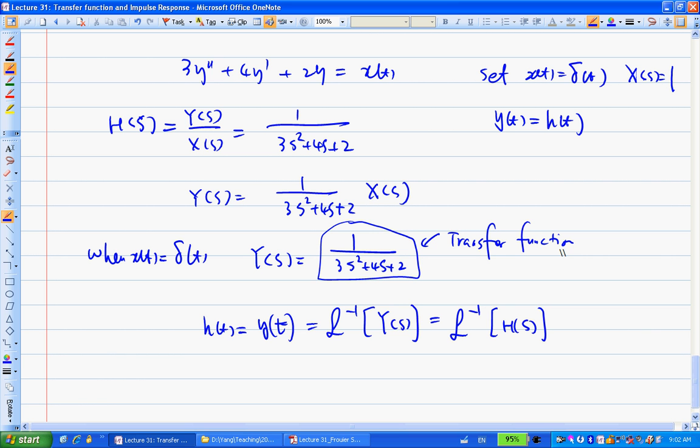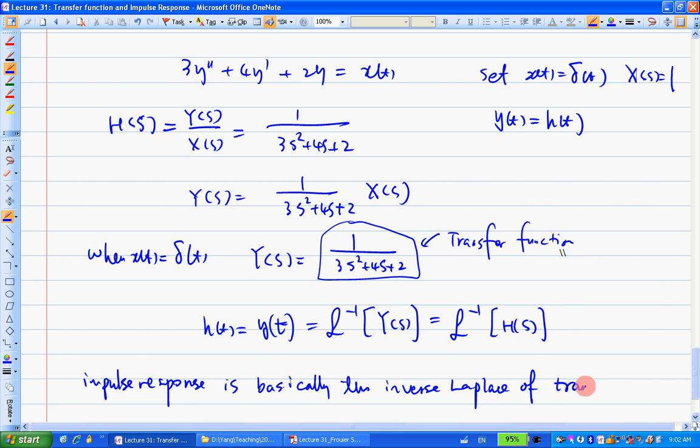So let me write down here. Impulse response is basically the inverse Laplace of the transfer function.